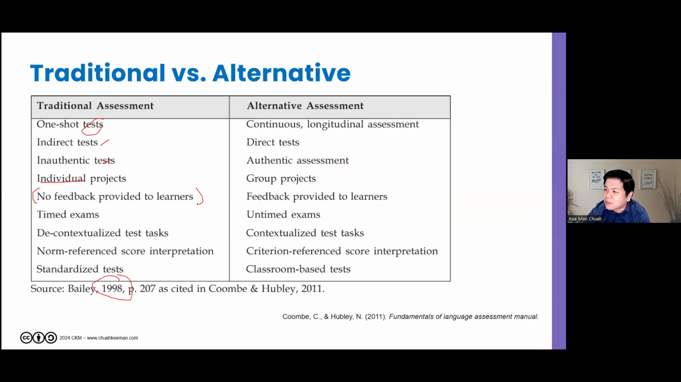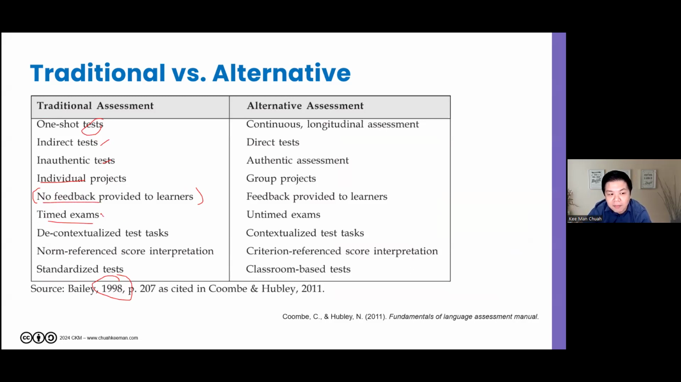I think in traditional assessment, we do give feedback. It's just that the feedback probably comes later because it's largely summative. Because traditional assessment tends to be summative, we don't really give progressive feedback, but there is some form of feedback. So I don't really agree on this.